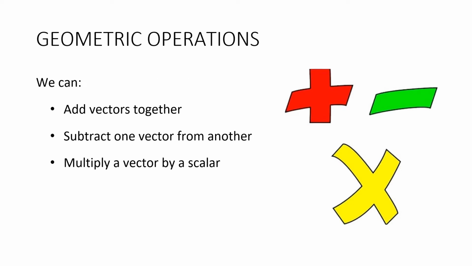Now with vector operations, there are geometric operations and there are algebraic operations. So we're going to look firstly at geometric operations. We can add vectors together, subtract one vector from another, and multiply a vector by a scalar.